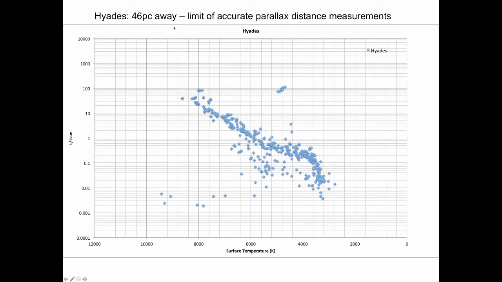The Hyades is 46 parsecs away. So the Hyades star cluster, we can actually still measure the distance to using ordinary parallax, which means that we can convert apparent to absolute magnitude and obtain the luminosity of all the stars in the cluster. So its HR diagram looks a little like this.